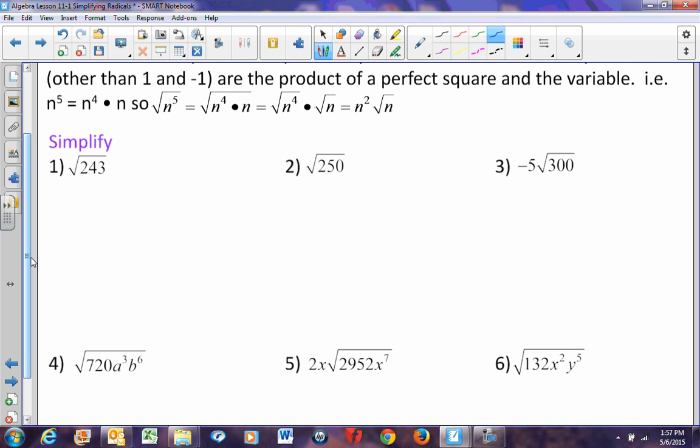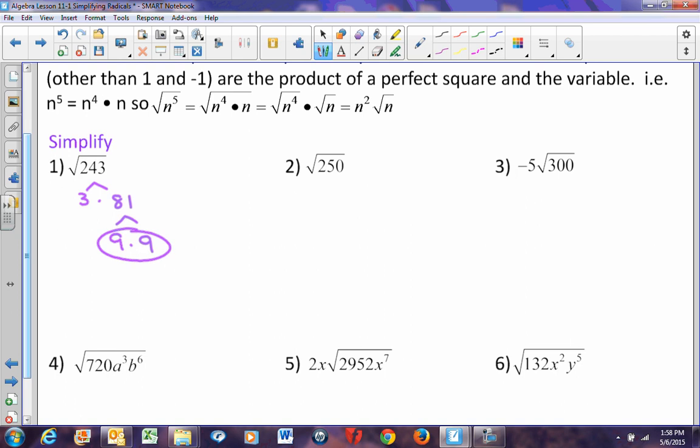We're going to simplify the square root of 243. I know that it's divisible by 3 because 2 plus 4 is 6, 6 plus 3 is 9, and 9 is divisible by 3. So I'm going to divide this number by 3. So this is 3 times 81. And 81, I already know, is 9 times 9. I know 9 times 9 is not prime, but it's a perfect square.